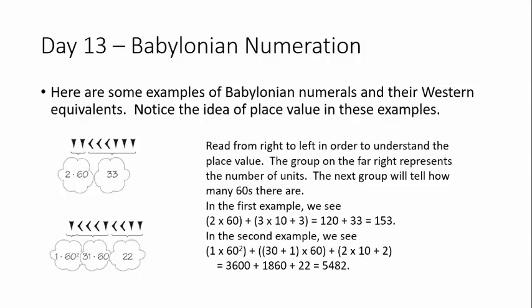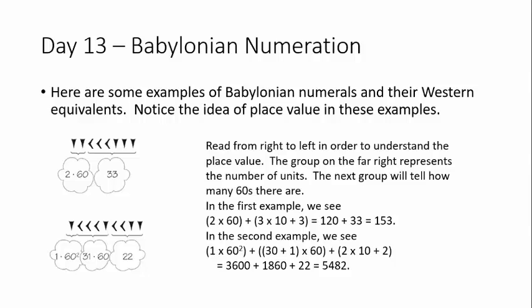In the middle group, you've got 3 10s and then the 1 triangle, so that's 31, but this is 60s, so 31 60s, 31 times 60. And then the leftmost group represents the 60 squared, or 3600. So we have a 3600, and then 31 times 60 is 1860, and the 22. So we add all these together. 3,600 plus 1,860 plus 22 is 5,482.